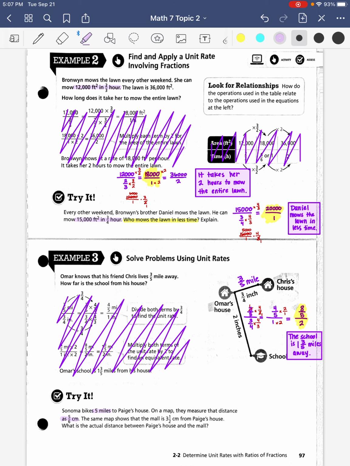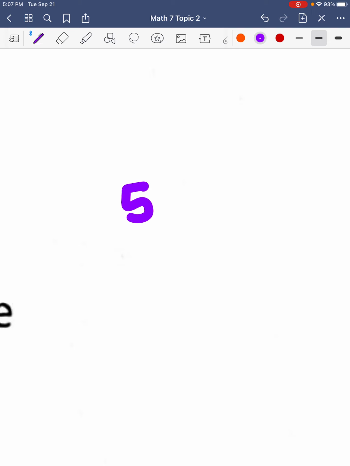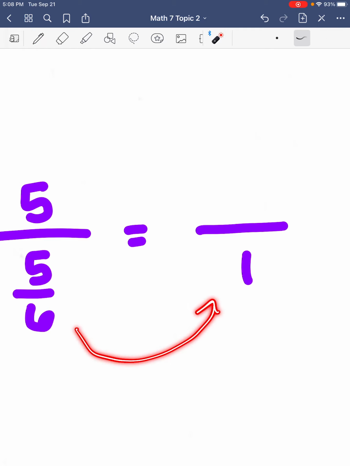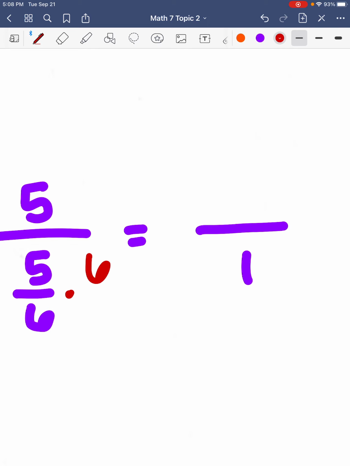So I'm going to use that information to write a rate. So 5 miles is equivalent to 5/6 of a centimeter on a map. So we want to know how many miles is equivalent to 1 centimeter. So how am I going from 5/6 to 1? I'm going to multiply by the reciprocal, that's right. So I'm going to multiply times 6 over 5. I'm going to do the same thing right here, 6 over 5.